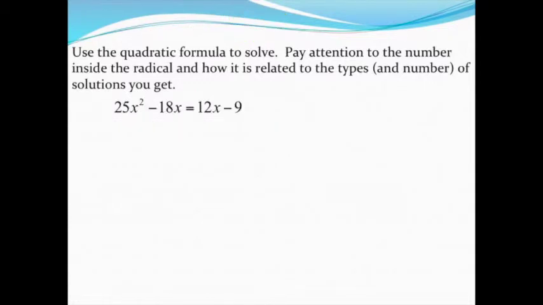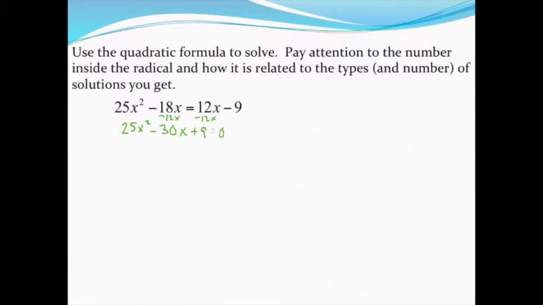Okay, and I'll do one more for you. Again, I would recommend trying it on your own, but if you want to see me work through it, same idea as last time. So let's get this entire equation equal to 0. So 25x squared, I'm going to subtract 12x from both sides to get that moved over. Negative 18x minus 12x is minus 30x. And then I'm also going to add that 9, so I get plus 9 equals 0.